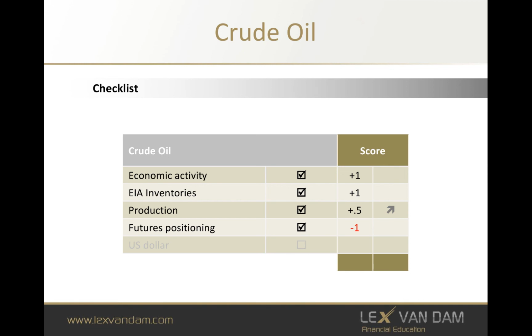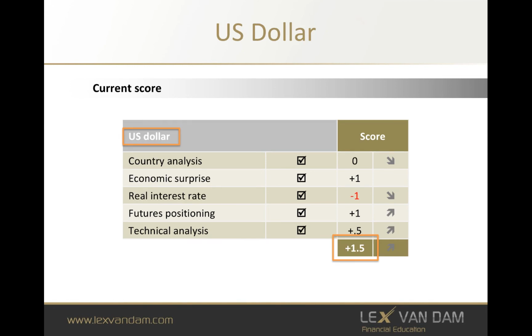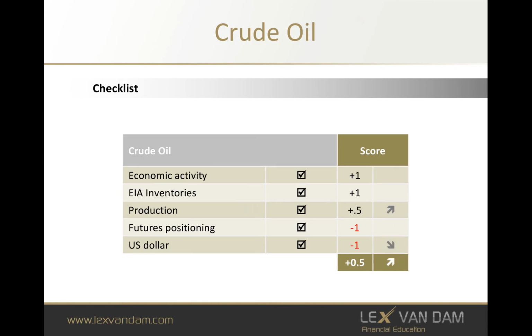But finally, we need to consider the US dollar. Now, we can use the score from the US dollar checklist, where the work has already been done for you, as we presented in a previous video. Looking at the latest US dollar checklist, which was positive, plus 1.5, we can say that given the inverse relationship, if the checklist is positive on the dollar, it should be a negative factor for crude oil. And that's precisely what we have put on our checklist here.